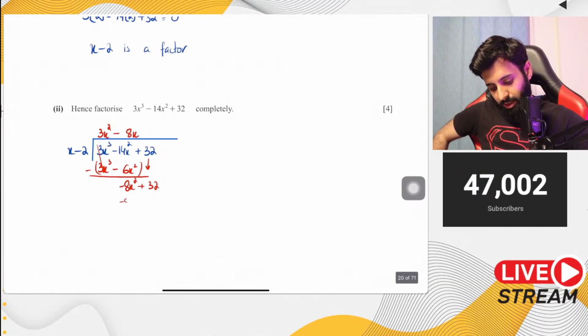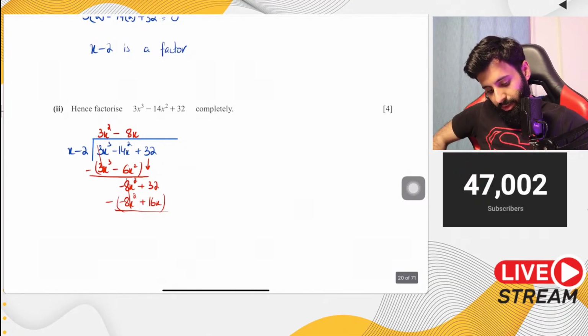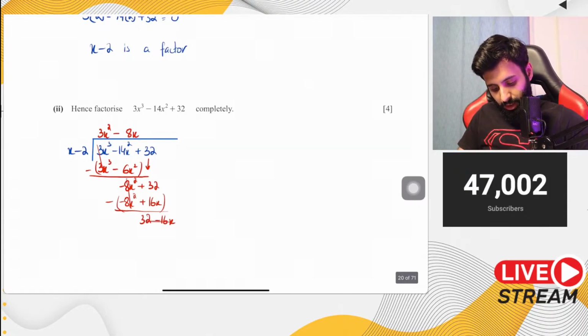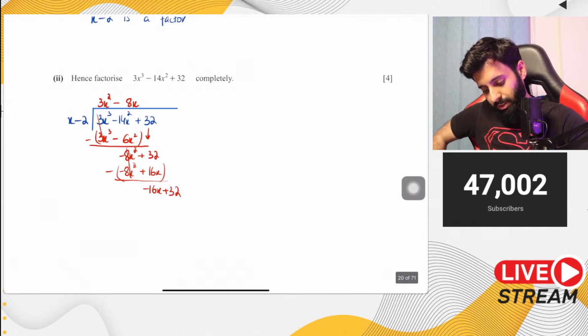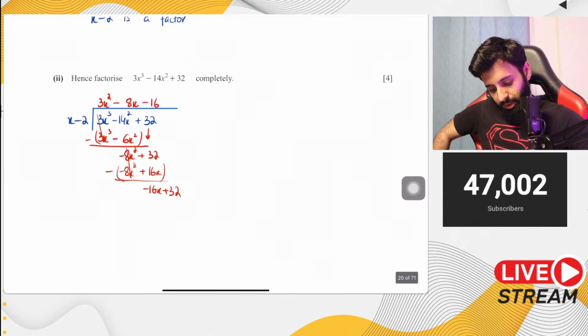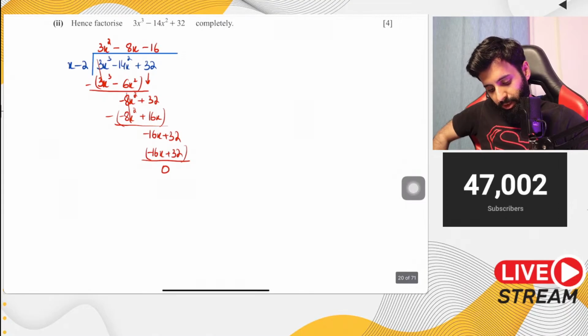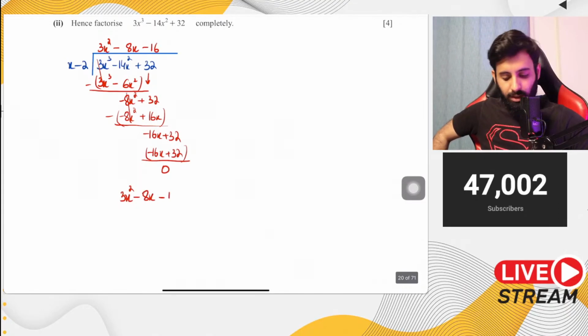This becomes minus 8x squared plus 16x. Now if you subtract, this gets eliminated, and now you have 32 minus 16x, which you can write nicely as minus 16x plus 32. Now what do I multiply x with in order to make it minus 16x? The answer is minus 16, which makes it minus 16x plus 32. When you subtract, it gets eliminated, and the remainder is not 0 by coincidence. It was supposed to be 0 because we're dividing by none other than its factor.